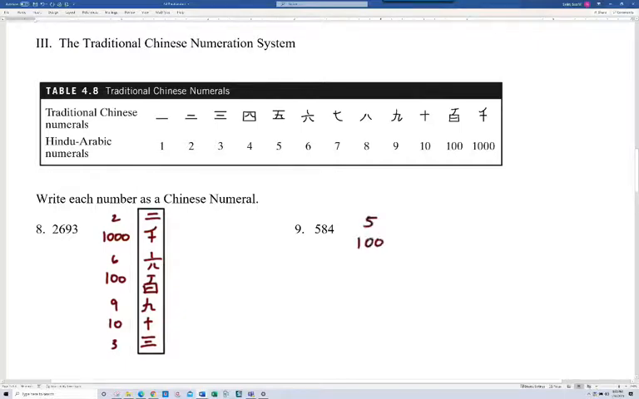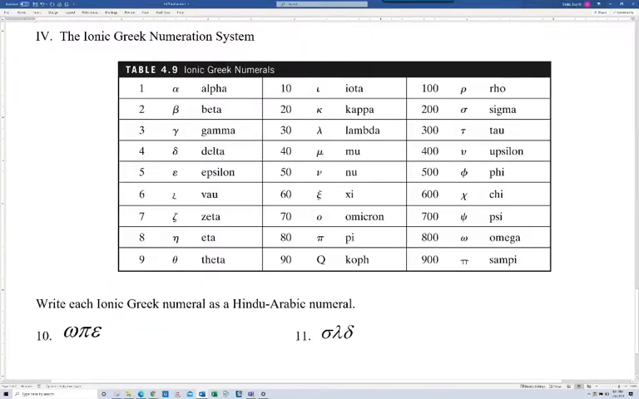All right, let's see how you did on 584. So you have 500s, 8 tens, and 4. So 5 hundreds would be written this way, and then 8 tens would look like that, and then finally you have 4, which looks like that. So that is the way we write 584. All right, let's move on to our last type of numeration system. That was the Ionic Greek numeration system.